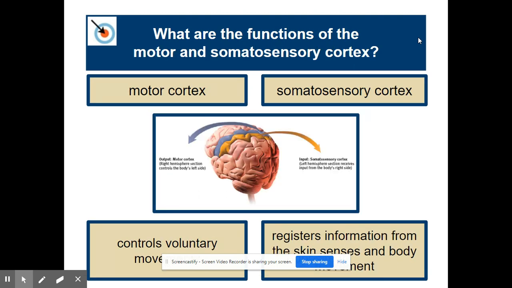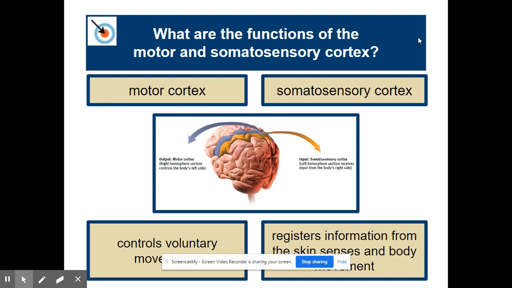The motor cortex and the somatosensory cortex. We talked a little bit about these before as we looked at controlling our voluntary movement, registering information from our senses, and so on. There was a study done by Fritsch and Hitzig about the motor cortex. By stimulating parts of the brain, the different hemispheres cause movements in specific parts of the body on the opposite side. And this shows our basic functions and also how our body communicates with the brain.